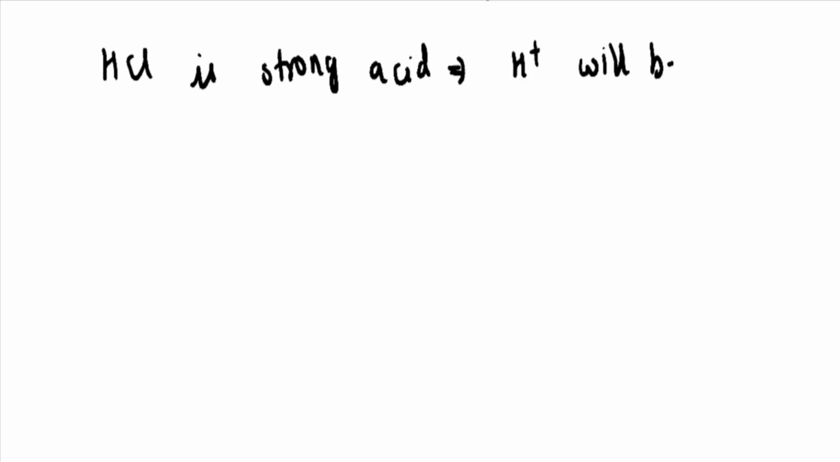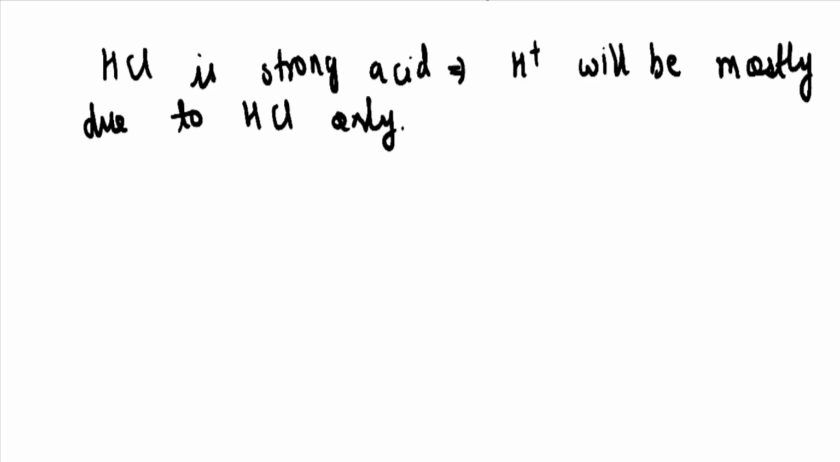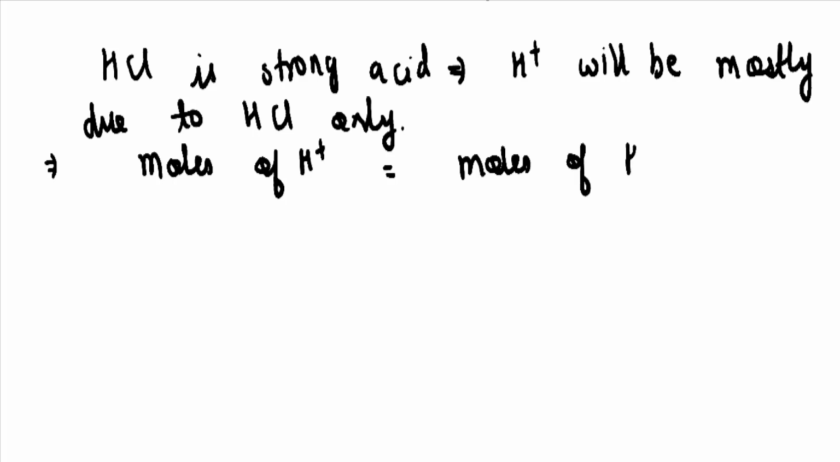Now, since HCl is a strong acid, we can say that H plus will be mostly due to HCl only, because HCl is very strong acid as compared to acetic acid. So we can say moles of H plus will be equal to moles of HCl, because one molecule of HCl will provide one ion of H plus, so it will be equal to 0.1.